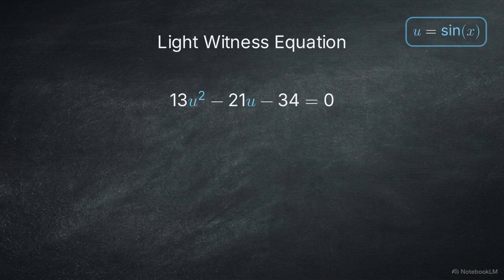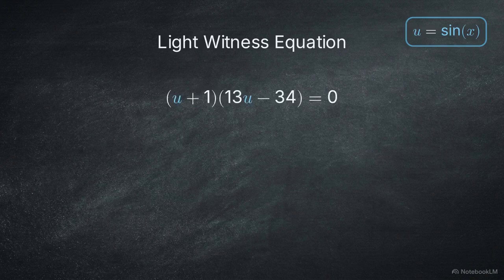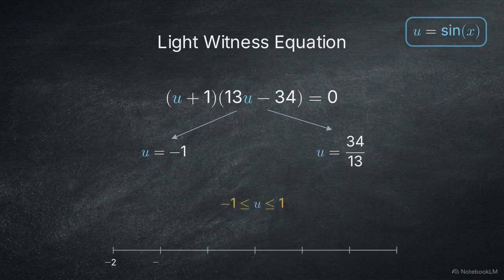13u squared minus 21u minus 34 equals 0. Like any standard quadratic, this can be factored cleanly into 2 distinct linear expressions, u plus 1 and 13u minus 34. Because u represents the sine of an angle, it is bound by the strict limits of trigonometry. The real sine function can only ever oscillate between -1 and +1. Setting the second factor to 0 gives u a value of 34 over 13, which is greater than 1.